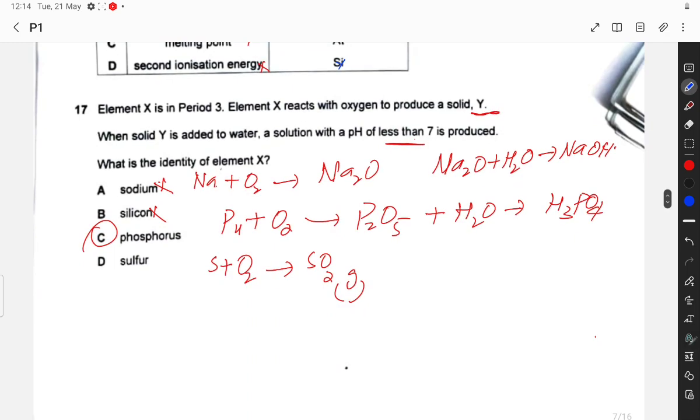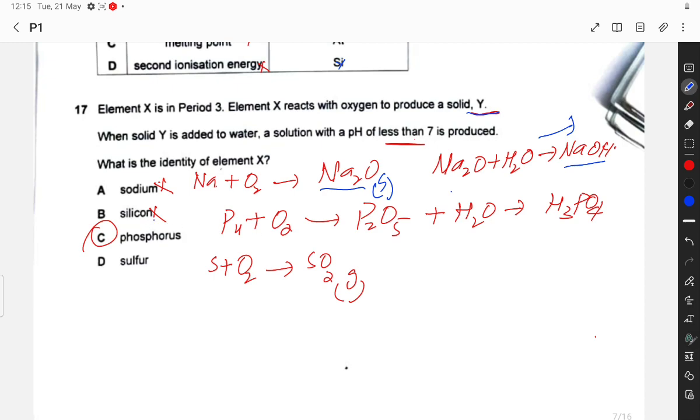Element X in period 3 reacts with oxygen to produce solid Y. When solid Y is added to water, a solution with a pH of less than 7 is produced. What is the identity of element X? Sodium reacts with oxygen to form sodium oxide, a solid. Sodium oxide dissolves in water to form sodium hydroxide. It increases the pH, so that's why sodium is an incorrect option.